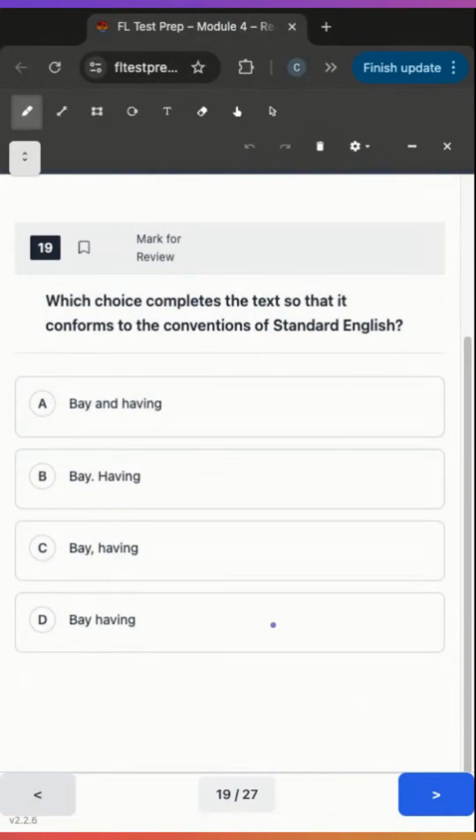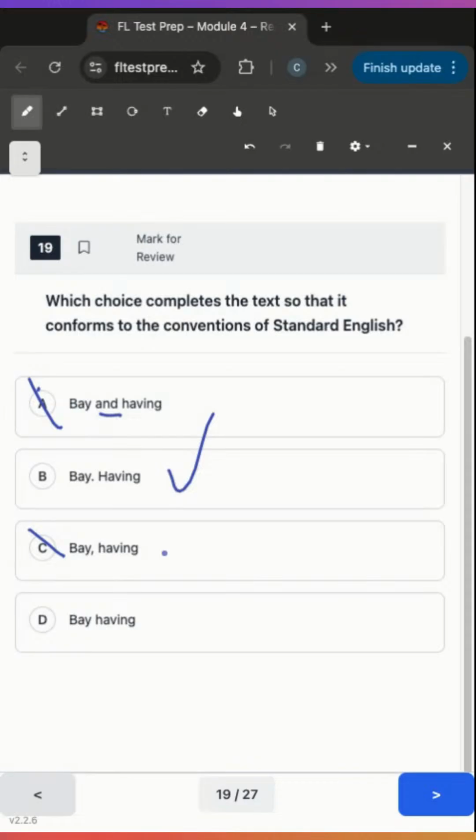Well, I know "and" is a fanboy, but fanboys need commas before them to separate two full sentences. So A is incorrect. I know a period can separate two full sentences or two independent clauses, so B is good to go. Then I know C, a comma cannot separate two full sentences. That's a comma splice, and we don't like those.